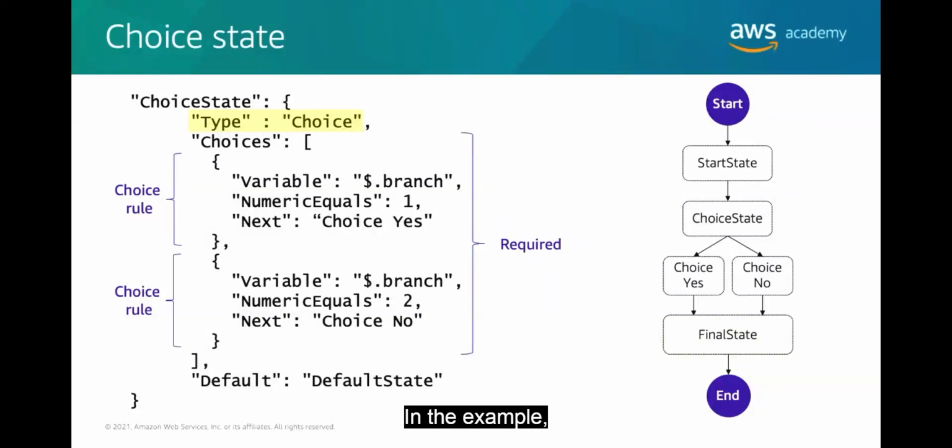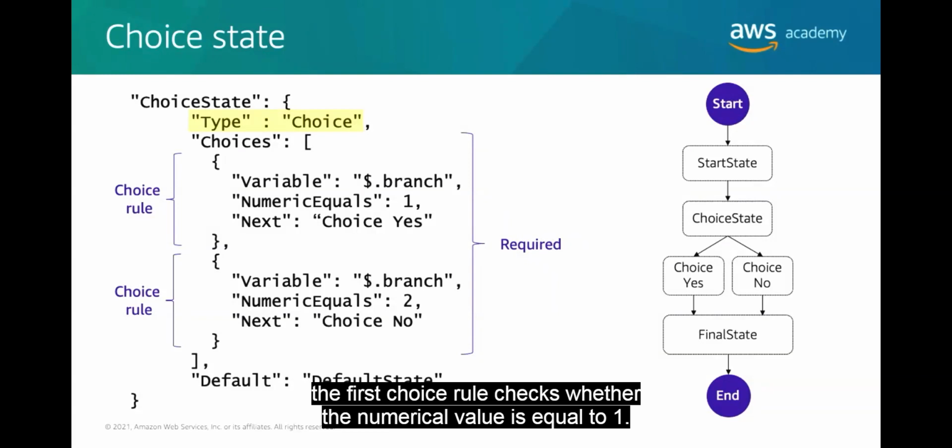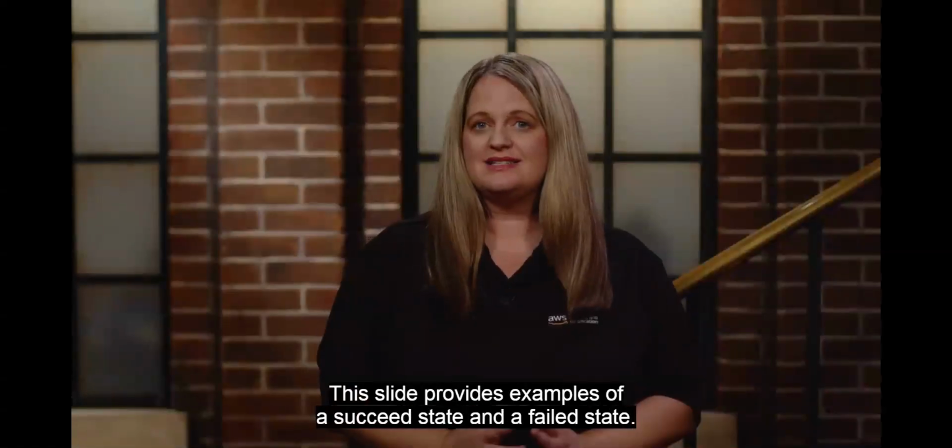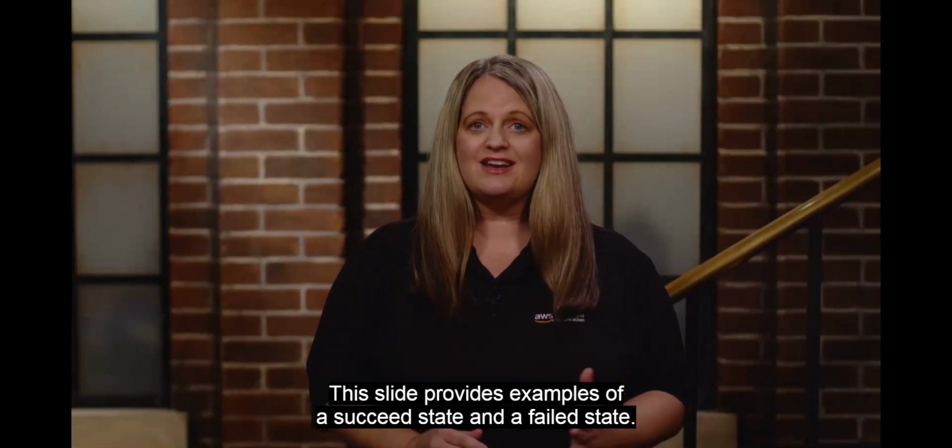In the example, the first choice rule checks whether the numerical value is equal to 1. The second choice rule checks whether the numerical value is equal to 2. Note the $ symbol in these examples indicates a variable. You might see this in the other state examples. This slide provides examples of a succeed state and a fail state.